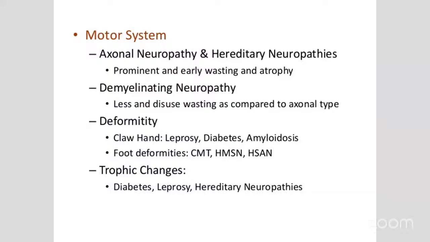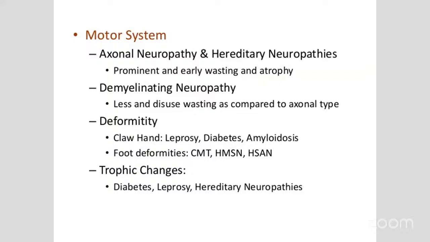Motor system changes. In axonal neuropathy, there is a prominent and early wasting and atrophy. In demyelinating neuropathy, there is a less diffuse wasting as compared to axonal type. The wasting may occur, but it occurs later in the stages of the disease. There is a claw hand deformity in leprosy, diabetes, and amyloidosis. And there might be foot deformities in CMT, HSAN, and HMSN.